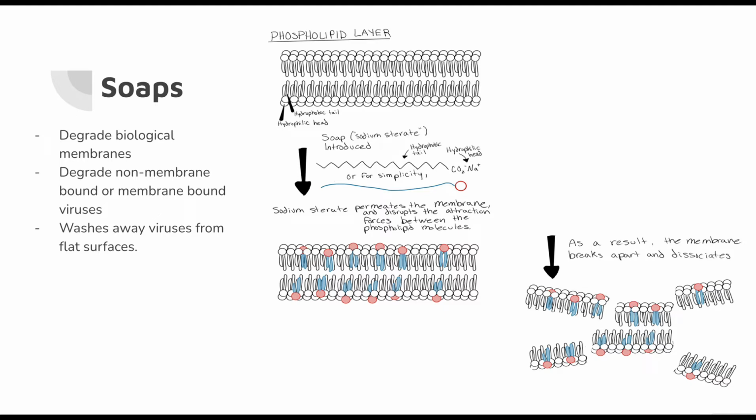Considering that soap is useful against non-membrane bound and membrane bound viruses, and it does wash them away from flat surfaces. So the rabies virus is typically transmitted between an animal biting a human, right? So the rabies virus is typically contained in saliva. So say that there was some saliva on a flat surface or on your hands that contain the rabies virus, using soap to wash that away would be a good way to prevent contracting it.